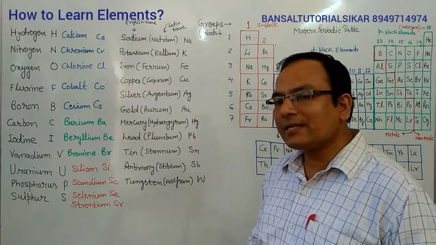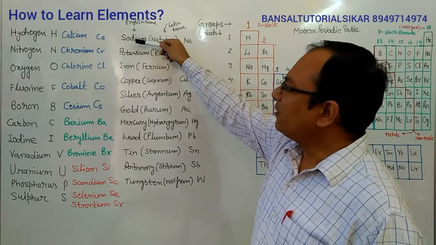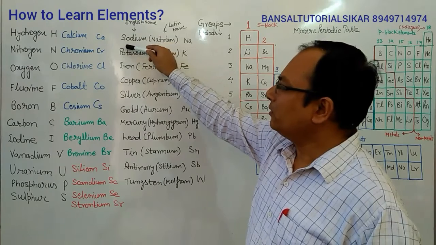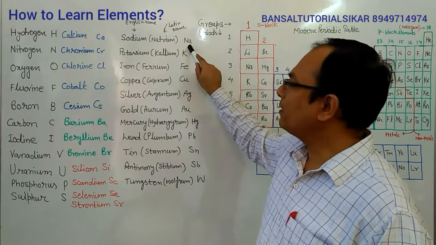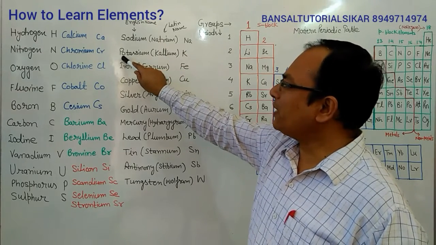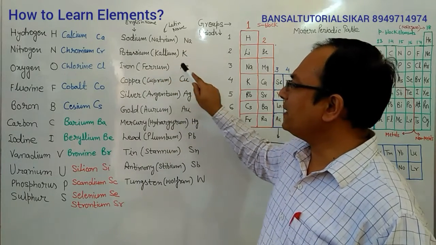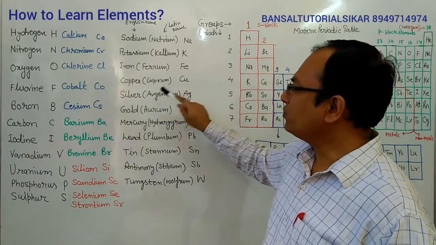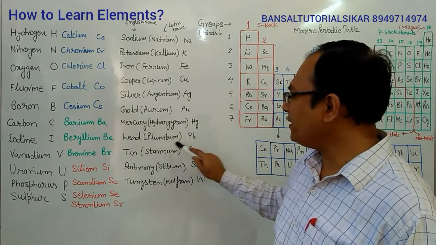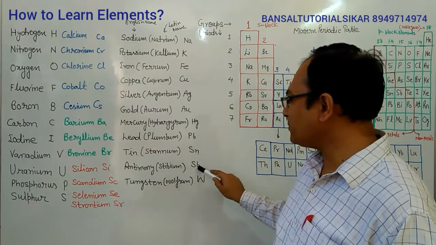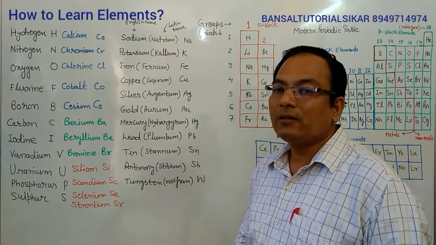Students, there is a third case also, in which the symbols are not matching their English names. For example, sodium starts with S, but the symbol is Na. Potassium's initial letter is P, but the symbol is K. Iron, the symbol is Fe. Copper, Cu. Silver, Ag. Gold, Au. Mercury, Hg. Lead, Pb. Tin, Sn. Antimony, Sb. And tungsten is W. The symbol is entirely different from their initial letter.